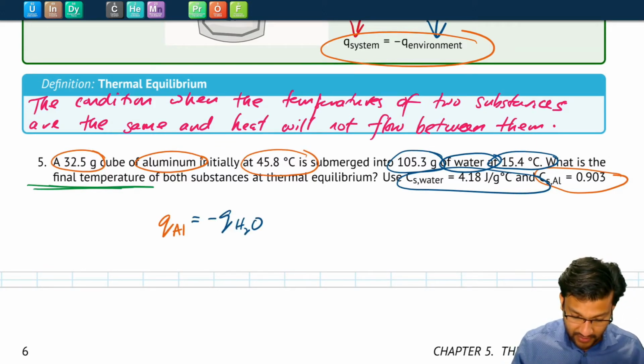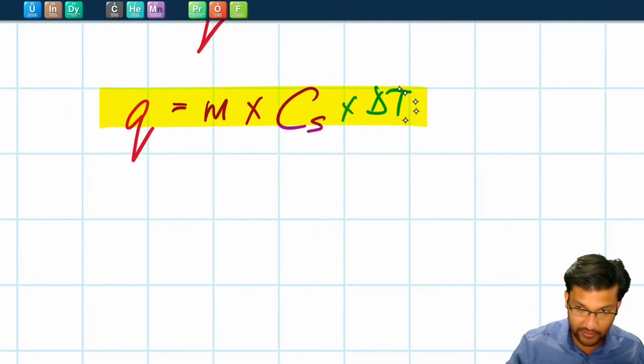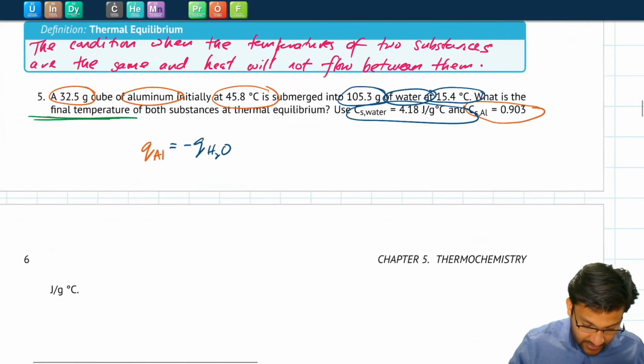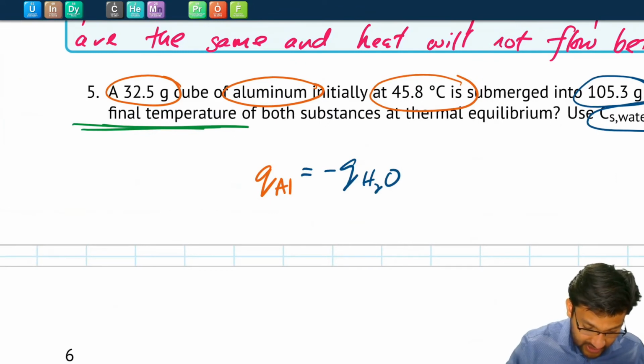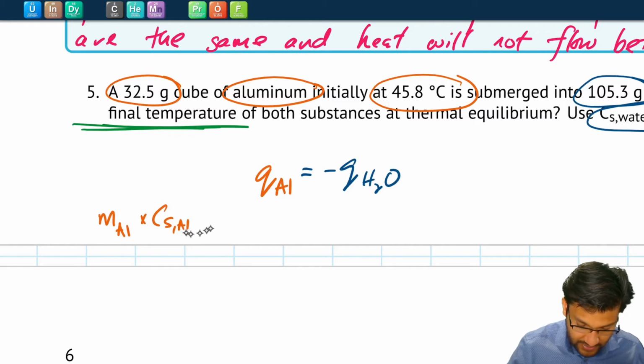Okay, that's good, but let's expand that. They give us the mass, the initial temperature, and the specific heat capacity. So we can use for Q the specific heat capacity equation that we already looked at, where Q is the mass times the specific heat capacity times the temperature change. So the Q for aluminum will be the mass of aluminum. Let's just put symbols for now, and we'll put in numbers later on. So it's the mass of aluminum times the specific heat capacity of aluminum times the temperature change of aluminum.